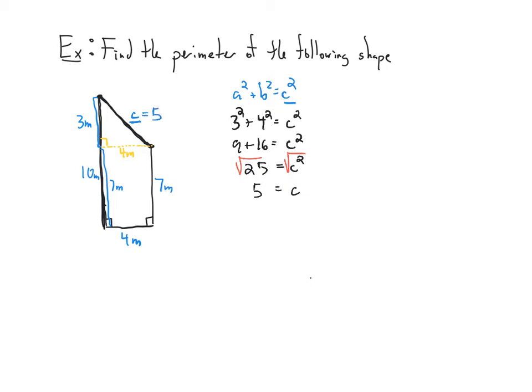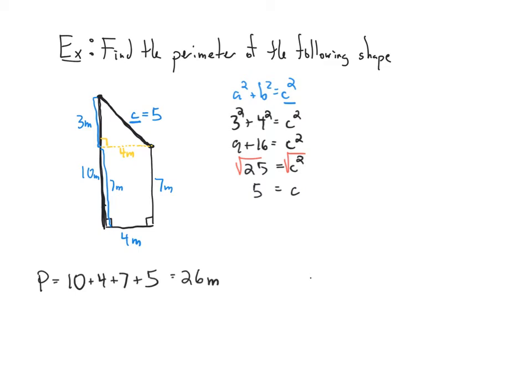So the perimeter of this object, well, now it's pretty easy to figure out. We'll start at the left side. The left side here is 10 meters. The bottom is 4. The right side is 7. And that diagonal hypotenuse bit is 5 meters. We add that up. We get 10 plus 4 is 14, plus 7 is 21, plus 5 is 26 meters.